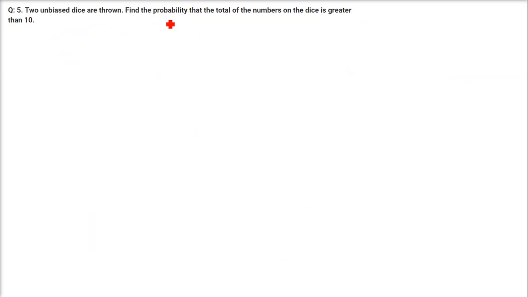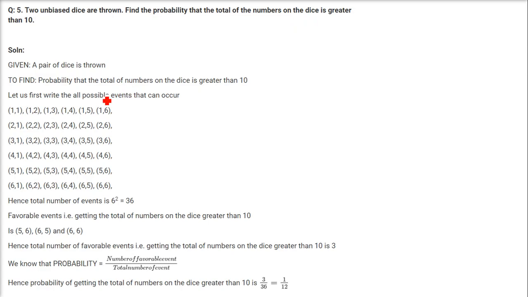Two unbiased dice are thrown. Find the probability that the total of the numbers on the dice is greater than 10. Let me show you again, as I just explained: these two dice, A and B, will give all these combinations, that is, 36 combinations.